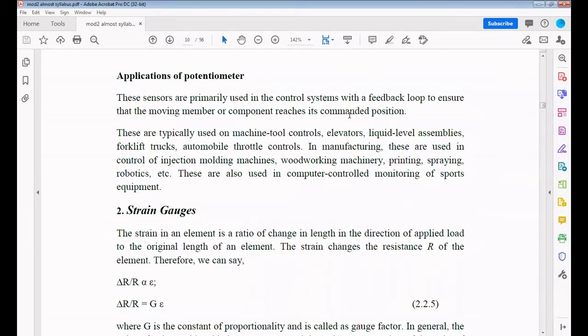It means in Uppal, Boduppal, or otherwise Narapalli, or whatever it may be. It indicates the position of the system. That position of the system we can get based on the source. Okay, so it is a feedback loop to ensure that a moving member or otherwise component reaches its commanded position. Okay, the commanded position is completely dependent upon the moving member.